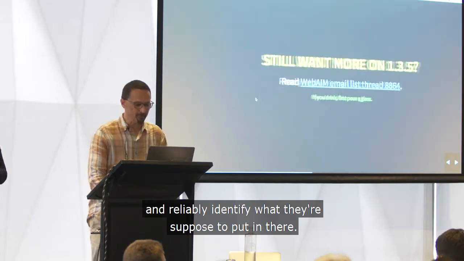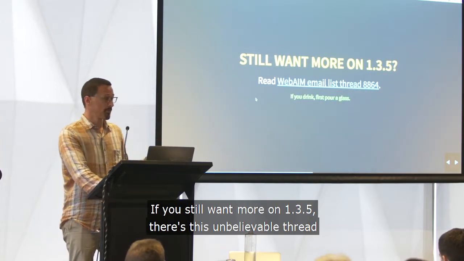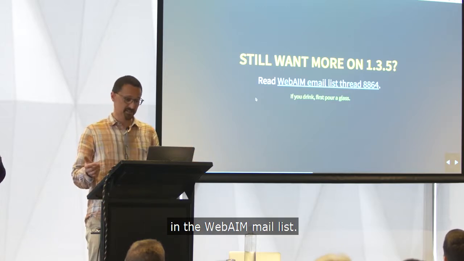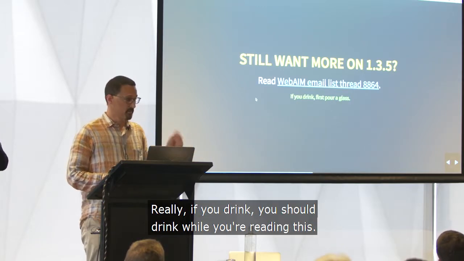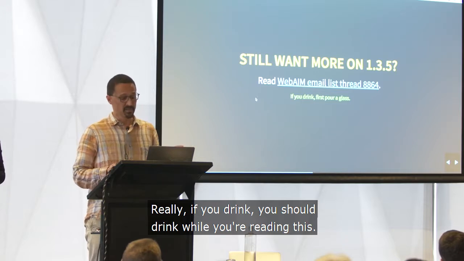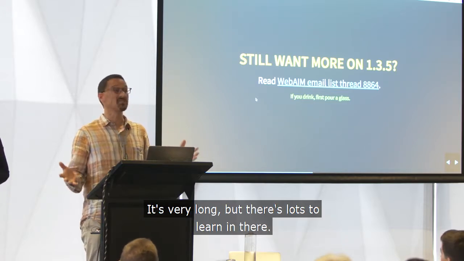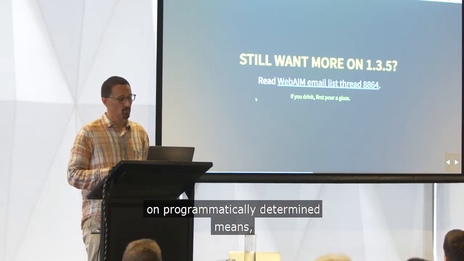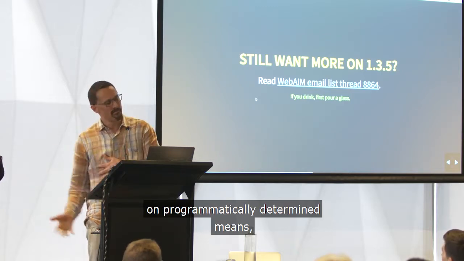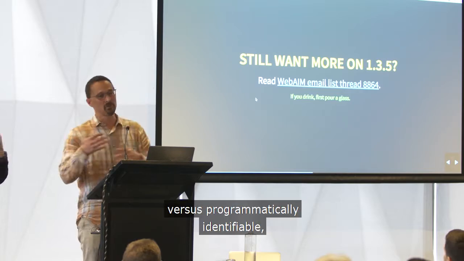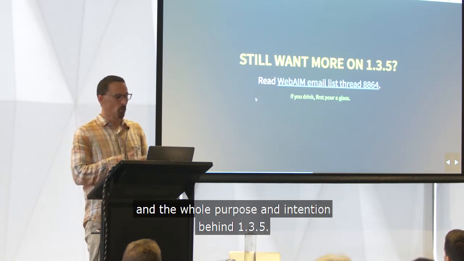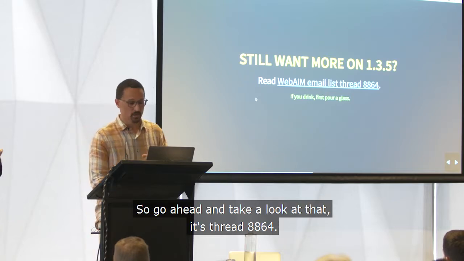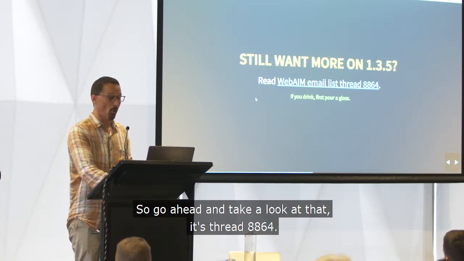So that might help an individual with language processing issues more clearly and reliably identify what they're supposed to put in there. If you still want more on 135, there's this unbelievable thread in the WebAIM mail list. Really, if you do drink, you should drink while you're reading this. It's very long, but there's lots to learn in there. There's a lot of really valuable insights on what programmatically determined means versus programmatically associated versus programmatically identifiable, and the whole purpose and intention behind 135. So go ahead and take a look at that. It's thread 8864.